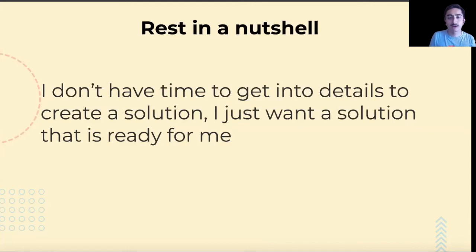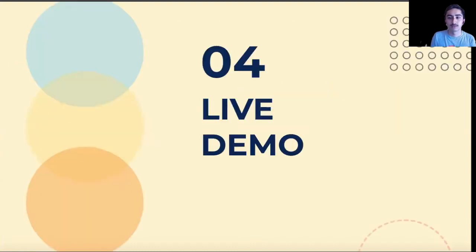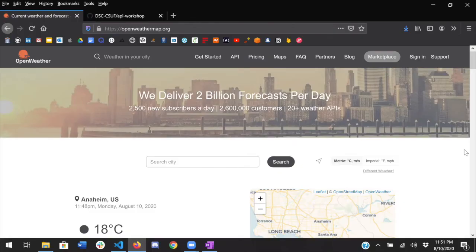And now I'm going to pass it over to Sigurd to show us the demo. On to the demo. All right, everyone, let's get started on the project. So first things first, let's get our API key. And to do that, let's go on openweathermap.org.